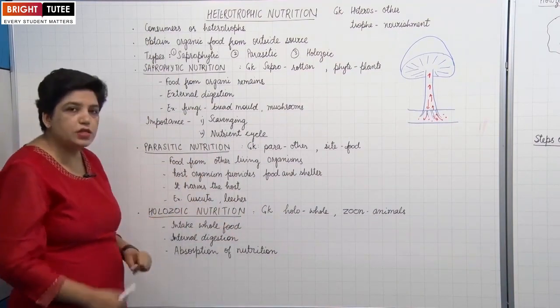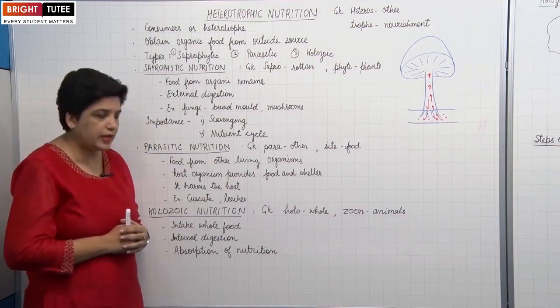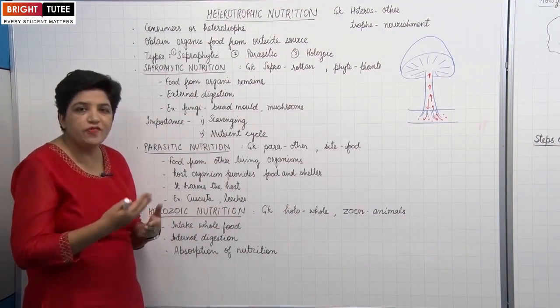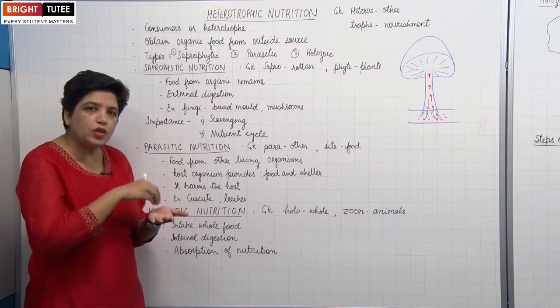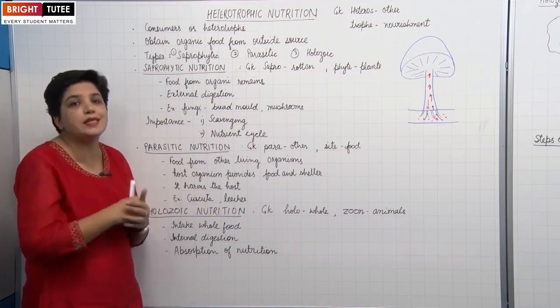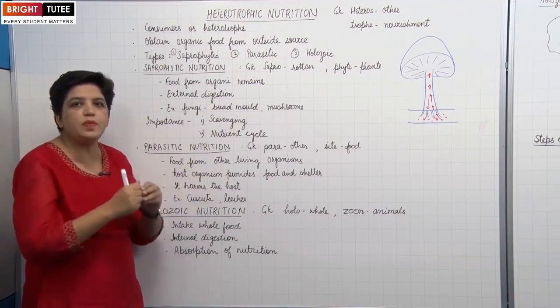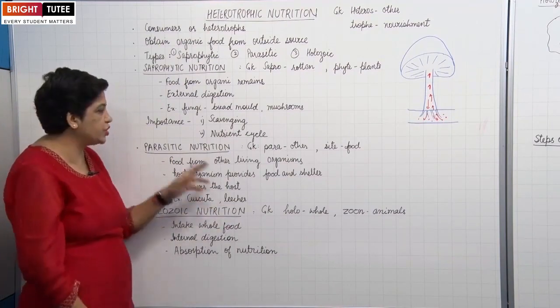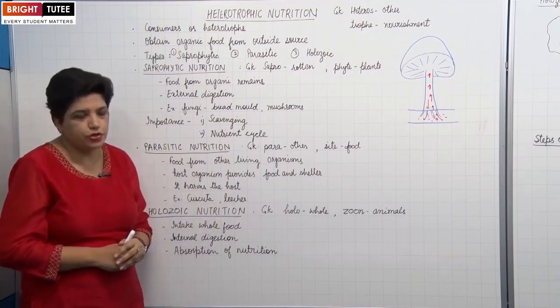So examples are cuscuta, which is called amarbel in Hindi, and leeches, some worms, which live either on the body of some living organisms or inside their body and obtain the ready-made food from them. Such nutrition is called parasitic nutrition.